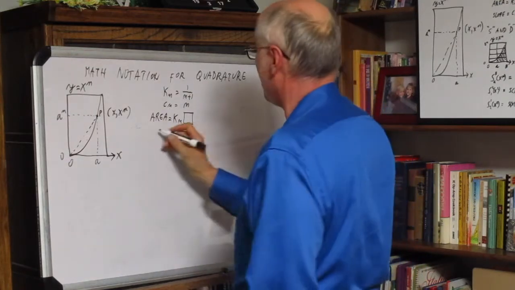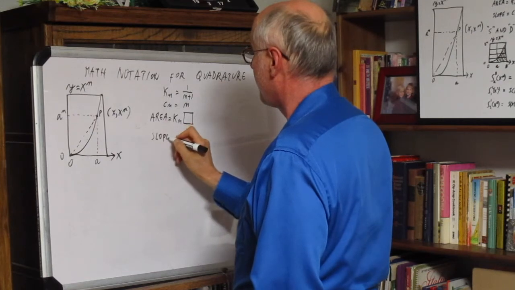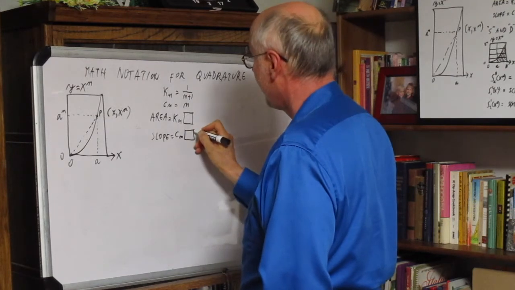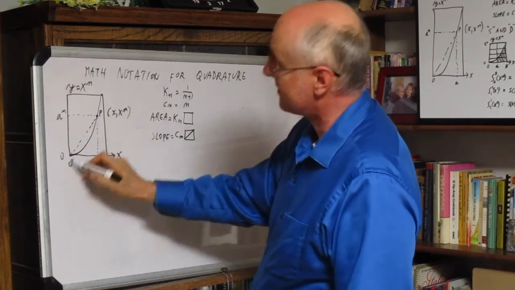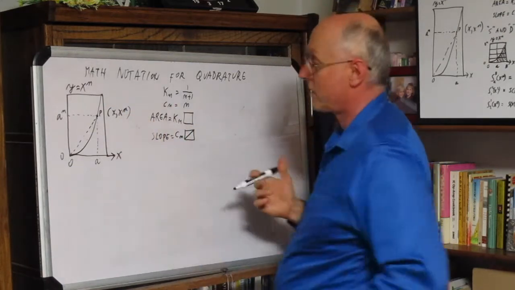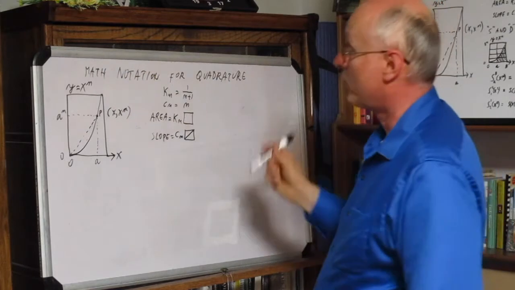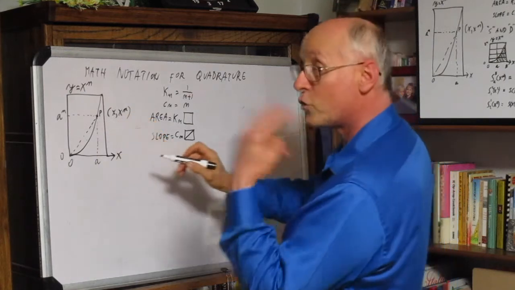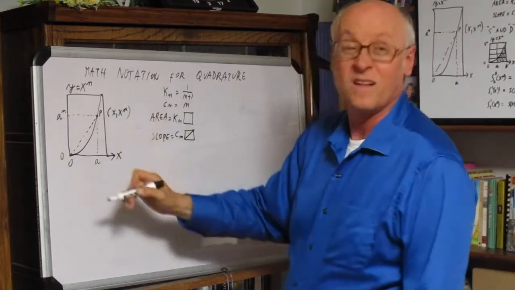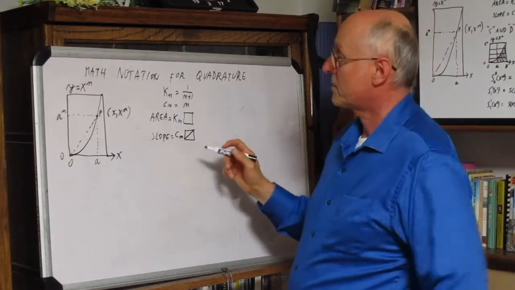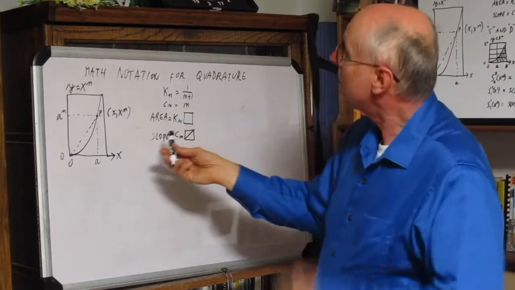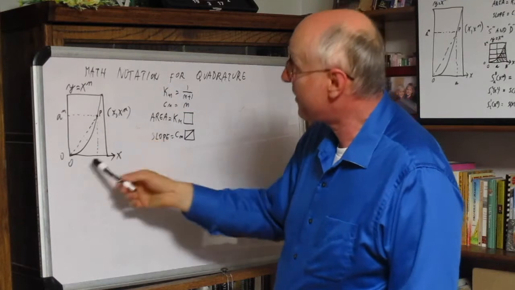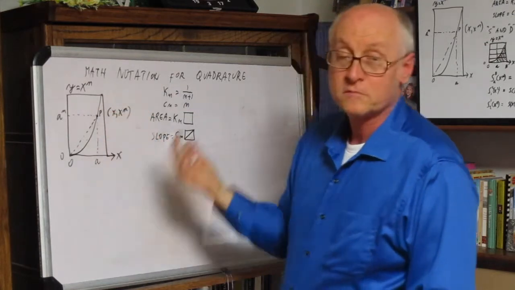Similarly for slope. Slope equals c sub n times, now guess what? It's the diagonal. The characteristic diagonal. So, for example, for y equals x squared, the tangent slope right here would be 2 times this diagonal. That's what we're saying. And similarly, the area for y equals x squared would be 1/3 of this box. Pretty simple, huh?